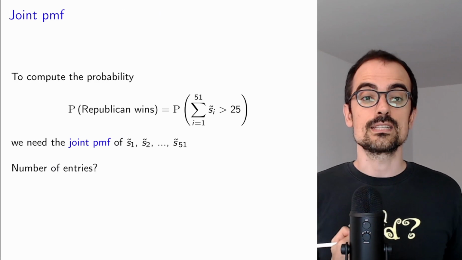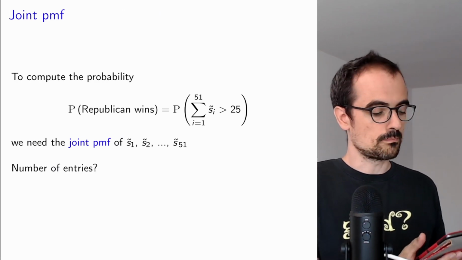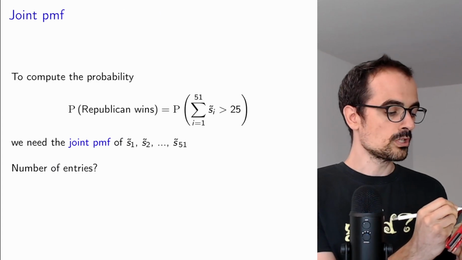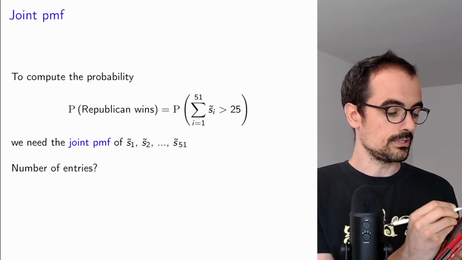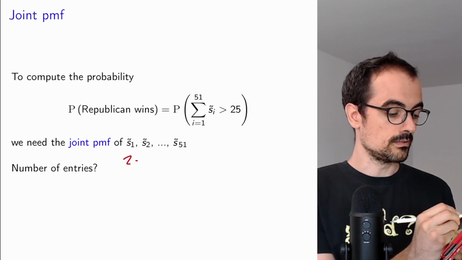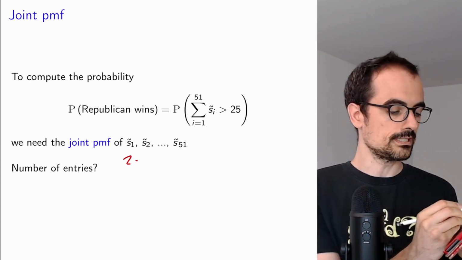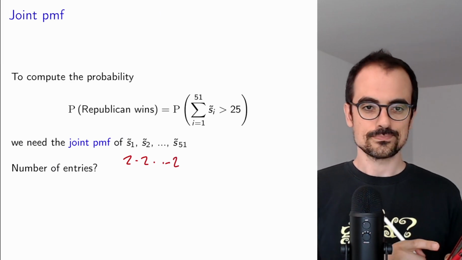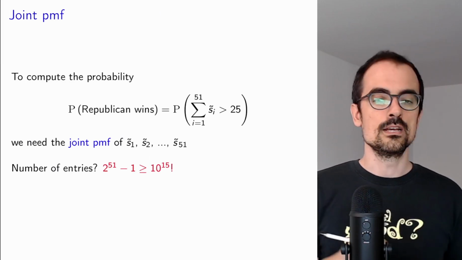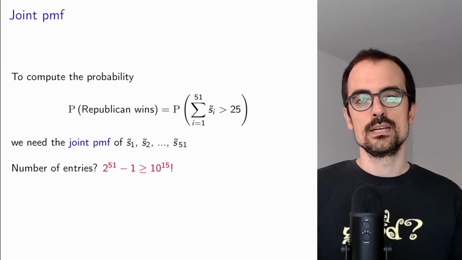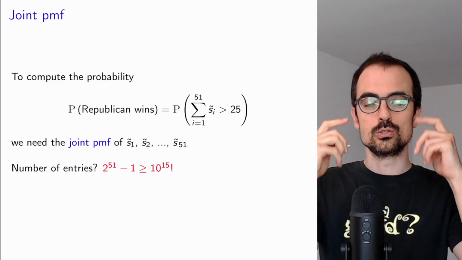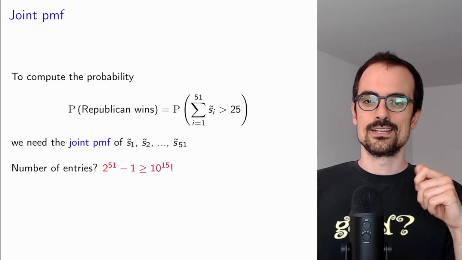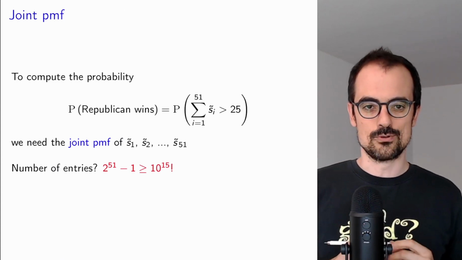Each of the states can have 2 possible values, so the number of entries is going to be 2 times, because there's 2 values for the first state, times 2 times 2, 51 times. So it's going to be 2 to the 51, and because it has to add up to 1, there's 1 entry that we're not going to need to estimate. We can just do 1 minus the sum of the remaining entries.